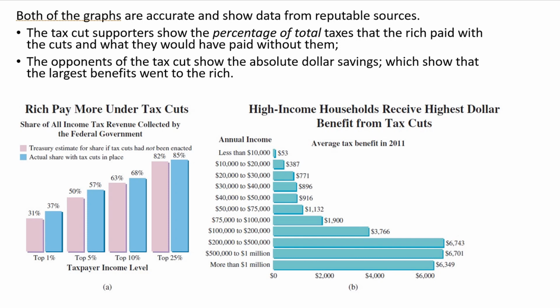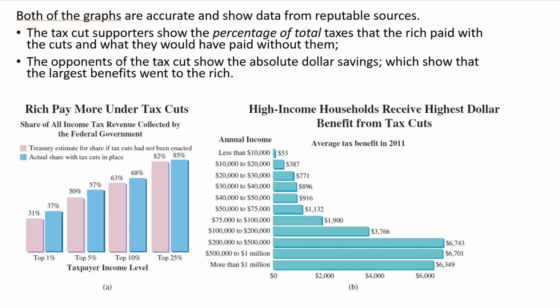Let's look at the graphs. Rich pay more under tax cuts. Note that the pink bar is the Treasury estimate for share if tax cuts had not been enacted. Notice that the percentage is lower than the actual share with the tax cuts in place. So the tax cuts did end up making the rich pay a higher percentage of their earned income.